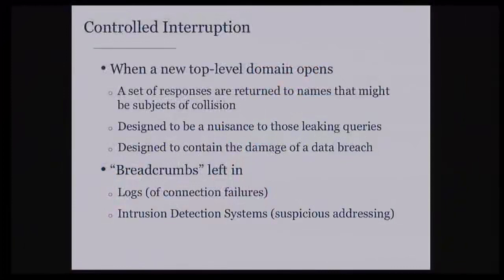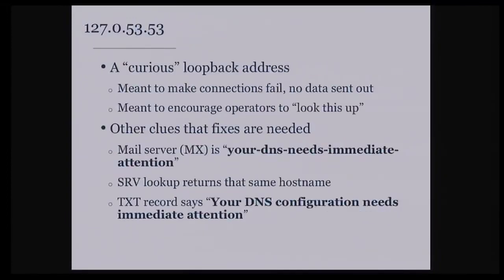Because the internet doesn't really have an explicit error feedback loop, we're giving you responses that are meant to be breadcrumbs, and you're going to find them in logs of systems that are not working, or an intrusion detection system will pick up weird connection attempts. We're going to try to use some numbers and names that are kind of suspicious. In particular, the IPv4 address 127.0.53.53. That's one of the loopback addresses.